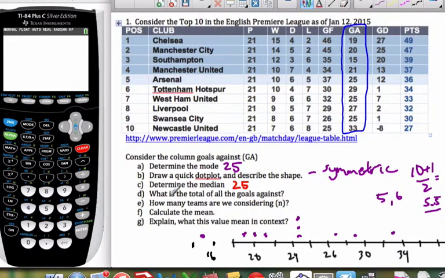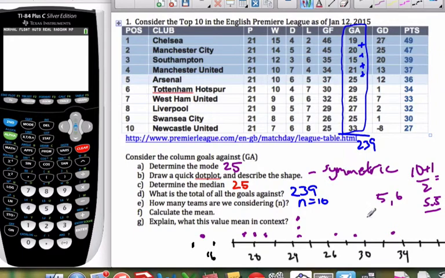What is the total of all the goals against? If we want to look at the total of all the goals scored against, I'm going to take this column here and add them all up. So 19 plus 20 plus 20, 15 plus 21, and so on. And when I do that, using my calculator, I know my total is going to be 239 when I add them up. This 239. How many teams are we considering? Well, I know there are 10 teams, so n equals 10.